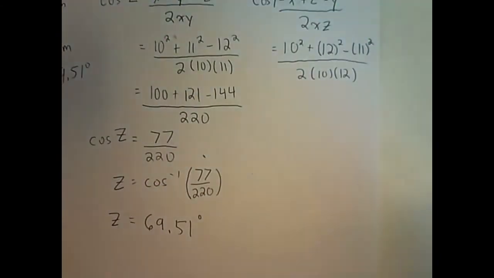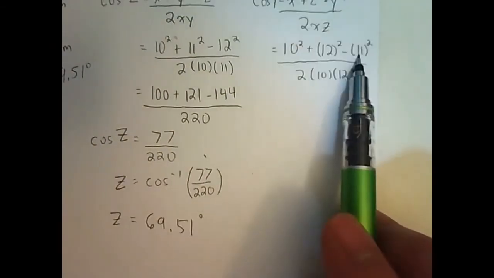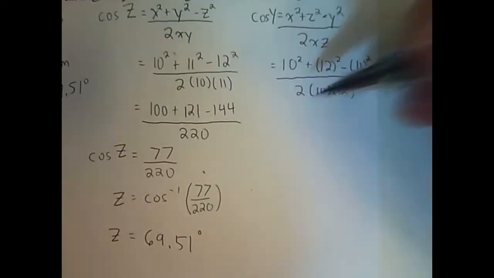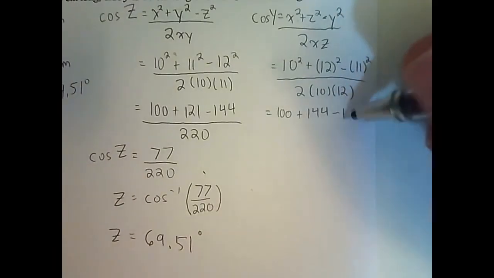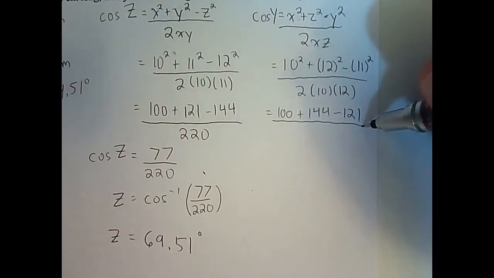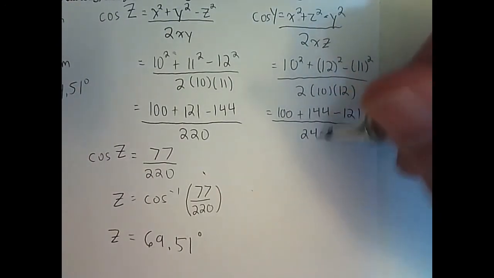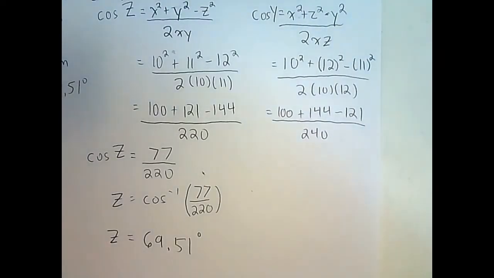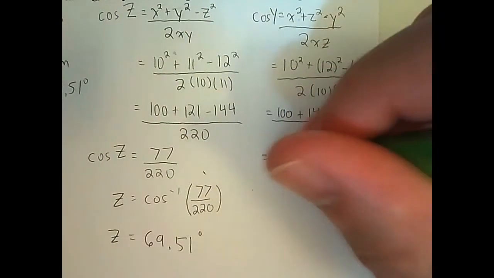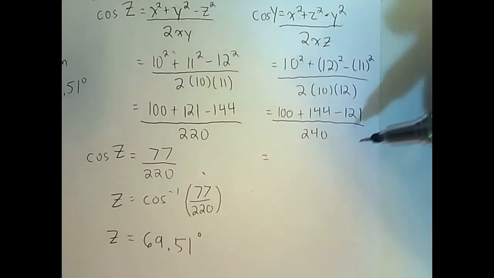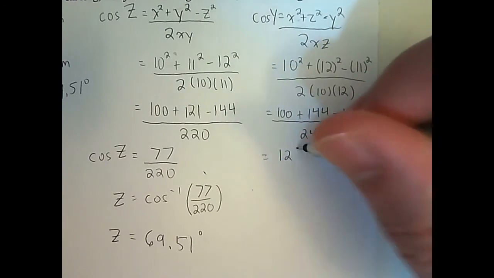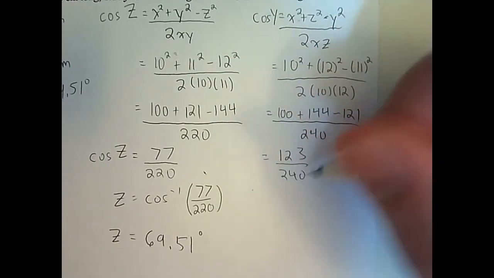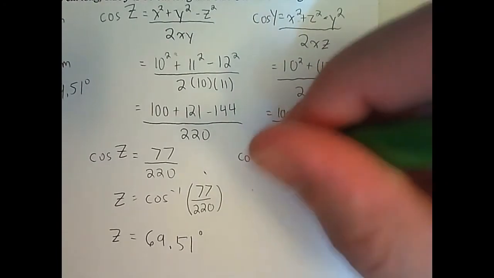So I'm just going to zoom in a bit here in case people are having trouble seeing that. So all I did was I substituted our letters in, and I'm solving for angle Y now. So I'm going to do my exponents. 100 plus 144 minus 121 all over 240 if I multiply these together. And then I can add and subtract, just simplifying the top. I get 123 over 240 is equal to cos y.